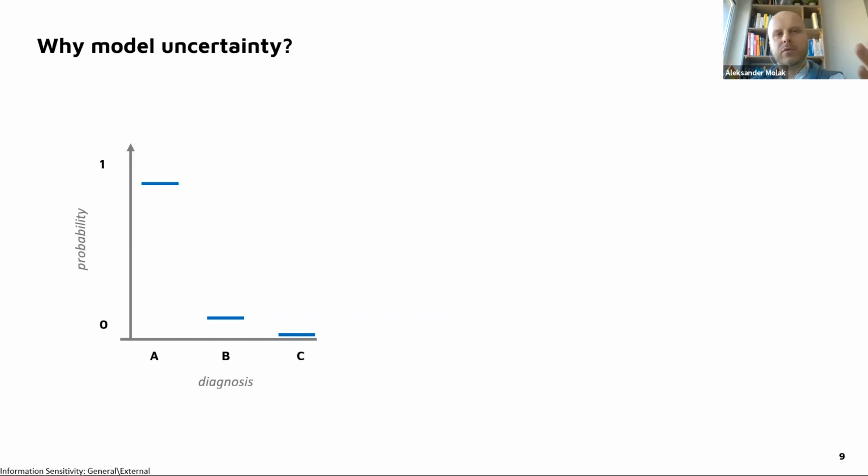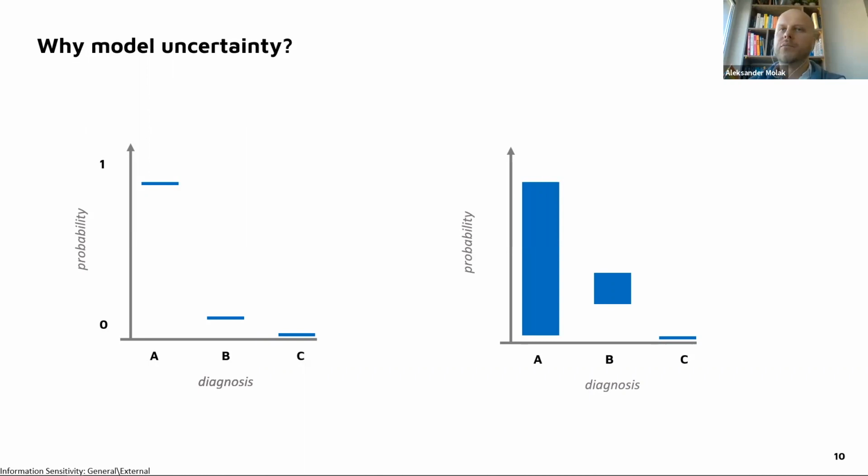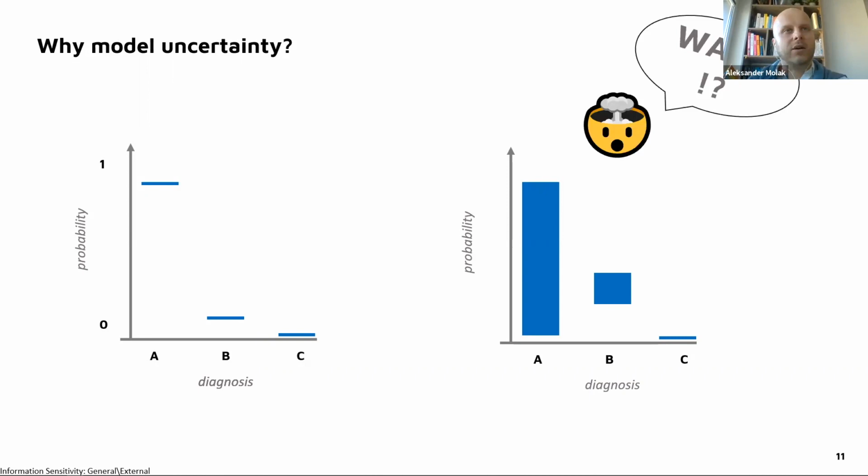So most people naively would say that for diagnosis A, we can be pretty sure about its correctness. But now you can start modeling uncertainty in your system as well, and you might get something like this, where the area of this blue rectangle are confidence intervals around your softmax scores. So you might ask, what, how come, right? But this is a possible example, and I will show you one actual example from a real-world system where a very similar thing happened.